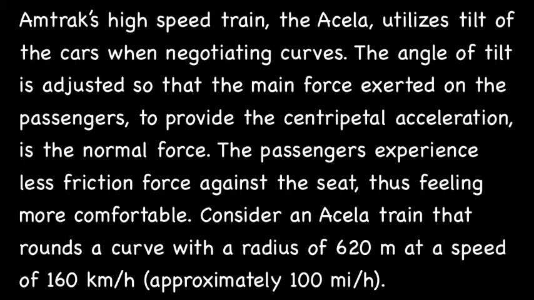Amtrak's high-speed train, the Acela, utilizes the tilt of cars when negotiating curves. The angle of the tilt is adjusted so that the main force exerted on the passengers to provide the centripetal acceleration is the normal force. The passengers experience less friction force against the seat, thus feeling more comfortable.